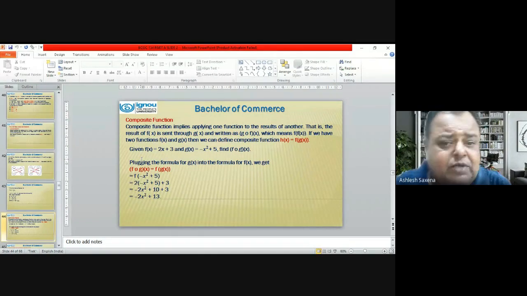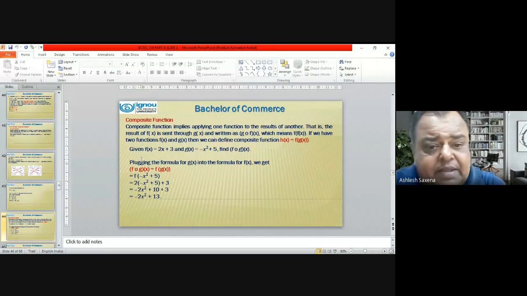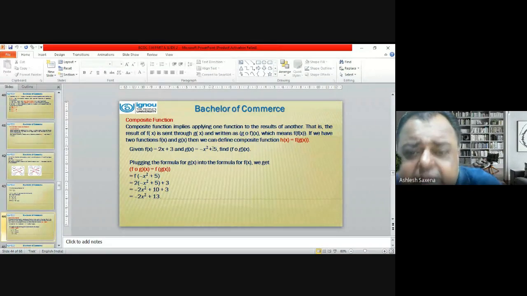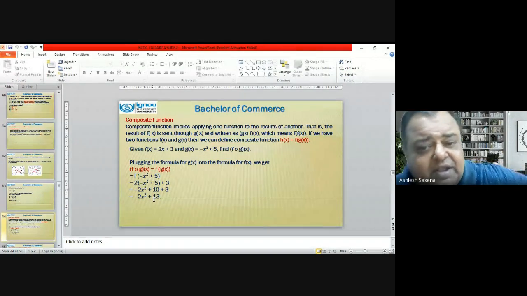Straight away, what will we be doing? We will be picking up f, this function, and we will be replacing this x by this. That means it will become 2 into minus x squared plus 5, plus 3. Here you can see 2 into minus x squared plus 5, plus 3. Open it up: minus 2x squared plus 10 plus 3. That means minus 2x squared plus 13. That is its form. This is what the composite function is.